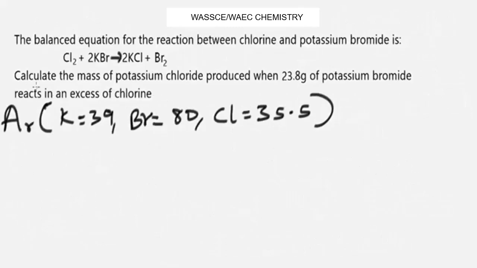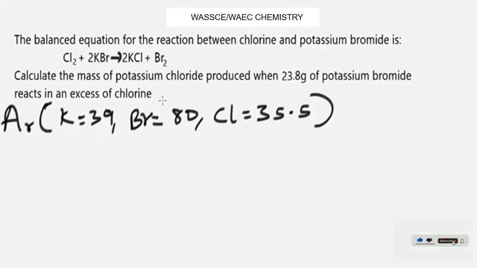Okay guys, now let's look at this question. It says the balanced equation for the reaction between chlorine and potassium bromide is as shown. This is a balanced equation. We have 2 atoms of chlorine on the left, 2 atoms of chlorine on the right, 2 atoms of potassium on the left, 2 atoms of potassium on the right, and 2 atoms of bromine on the left and 2 atoms of bromine on the right. We are asked to calculate the mass of potassium chloride produced when 23.8 grams of potassium bromide reacts in an excess of chlorine. And we are given the relative atomic masses of the elements.